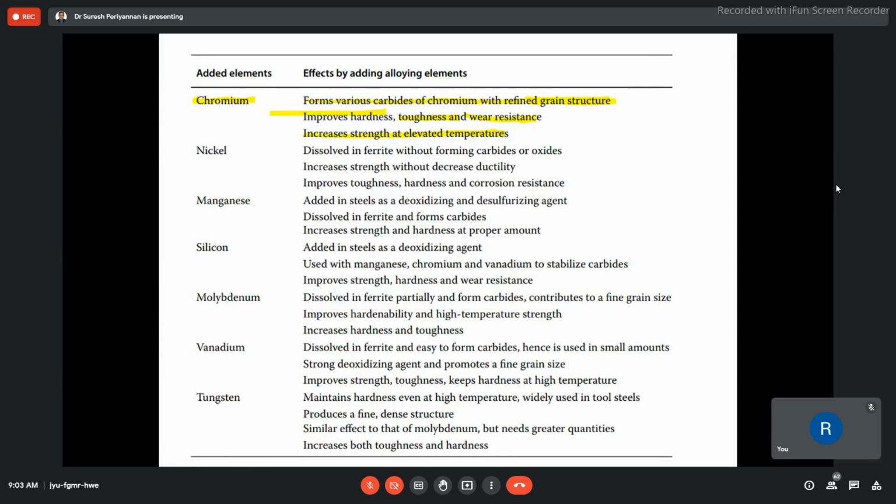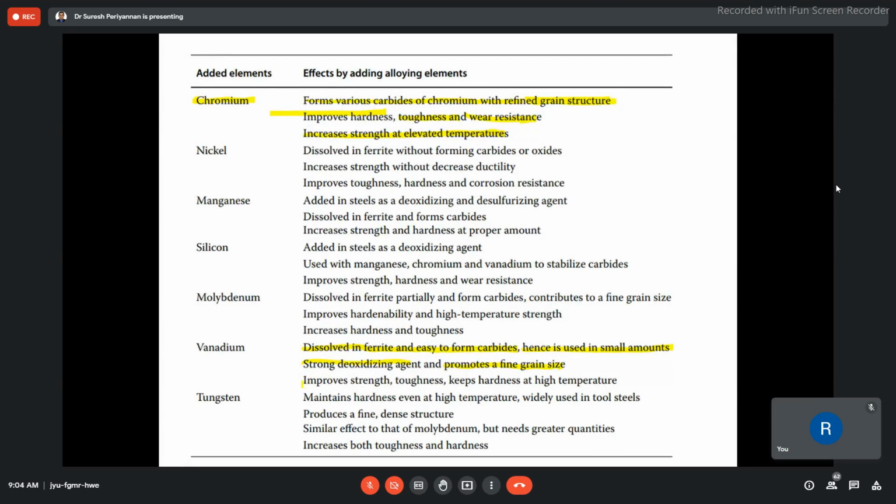Okay, now similarly I will look at a few materials. Now I come to vanadium. What we see here, while adding vanadium, it dissolves in ferrite and easily forms carbides in the material, hence it is used in small amounts. We have to use small amounts of vanadium. But what is the application? Strong deoxidation agent and promotes fine grain size. With a strong deoxidation agent and fine grain size, it will be a very good material for high temperature application.